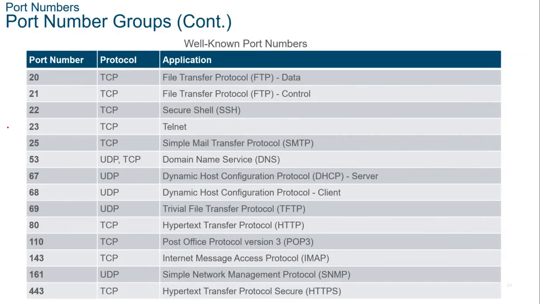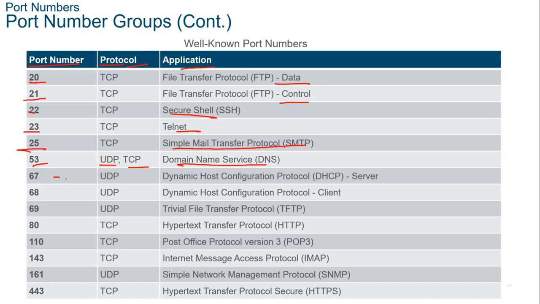So some of the examples of the well-known port numbers, we have the port number, the transport protocol that supports that port number, and then the application. So we have 20 and then 21, that is file transfer protocol, one for data and then the control. 22, it's secure shell. 23, it's telnet. 25, that is simple mail transfer protocol for email. As you can see, all of them are TCP. Then we have 53, which is DNS. We said it cuts across, it's both UDP and then TCP.